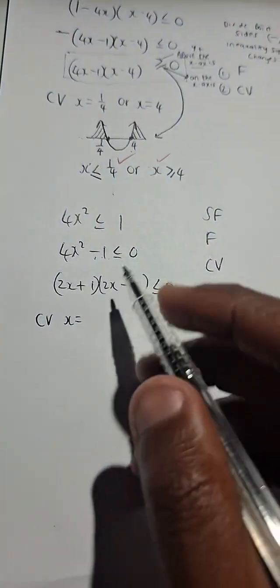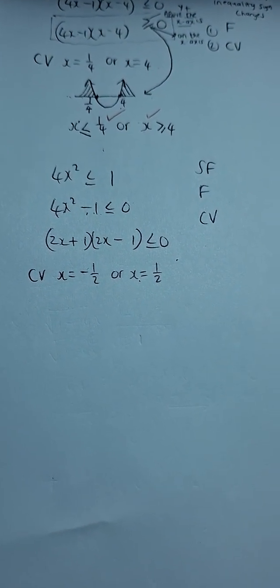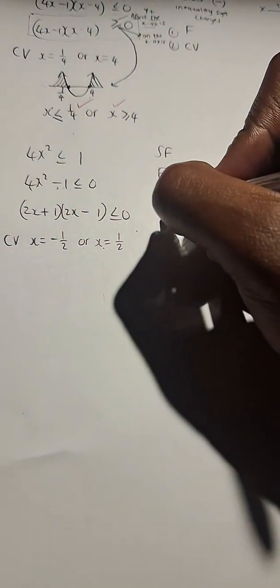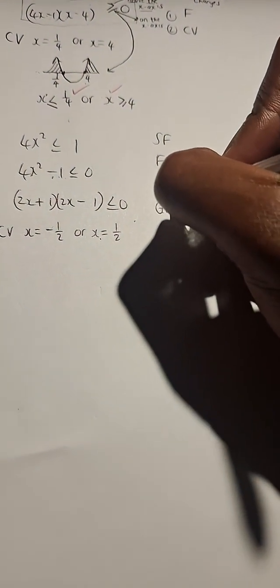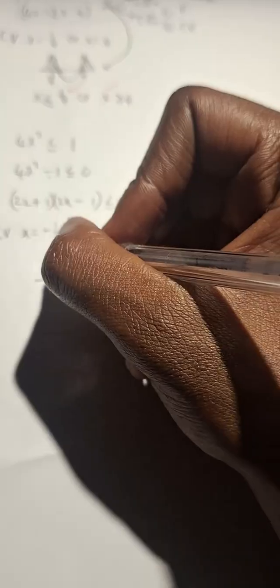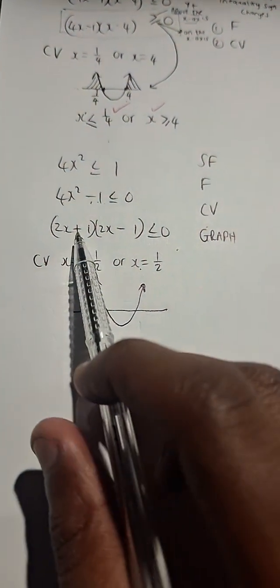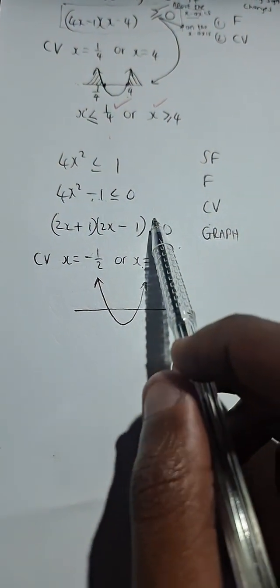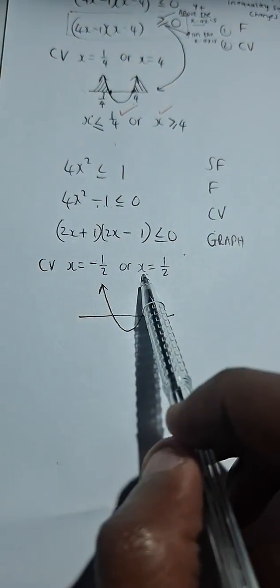Then step 3, critical values. CV, x is equal to, when we get the actual roots, if it was an equation, it's negative half, or x is equal to positive half. These are our 2 basic critical values. Then step number 4, graph on number line. We draw a x-axis, concave up or up function. We look at the interpretation at this stage before the critical values.